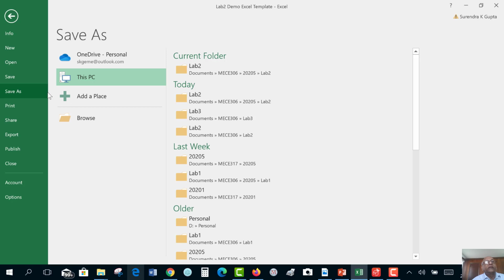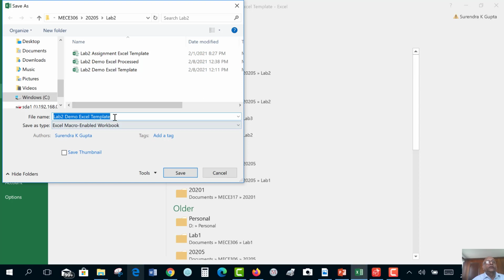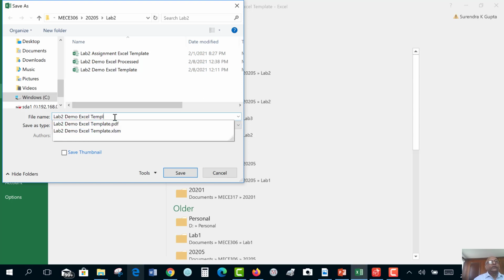So we always save as macro enabled workbook. So demo test.